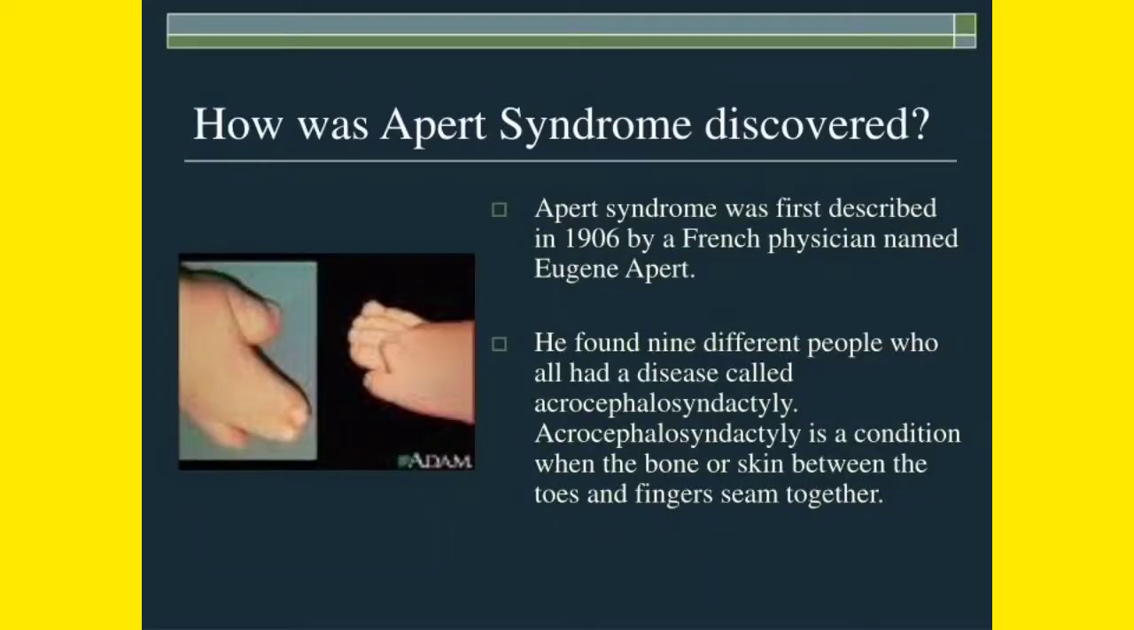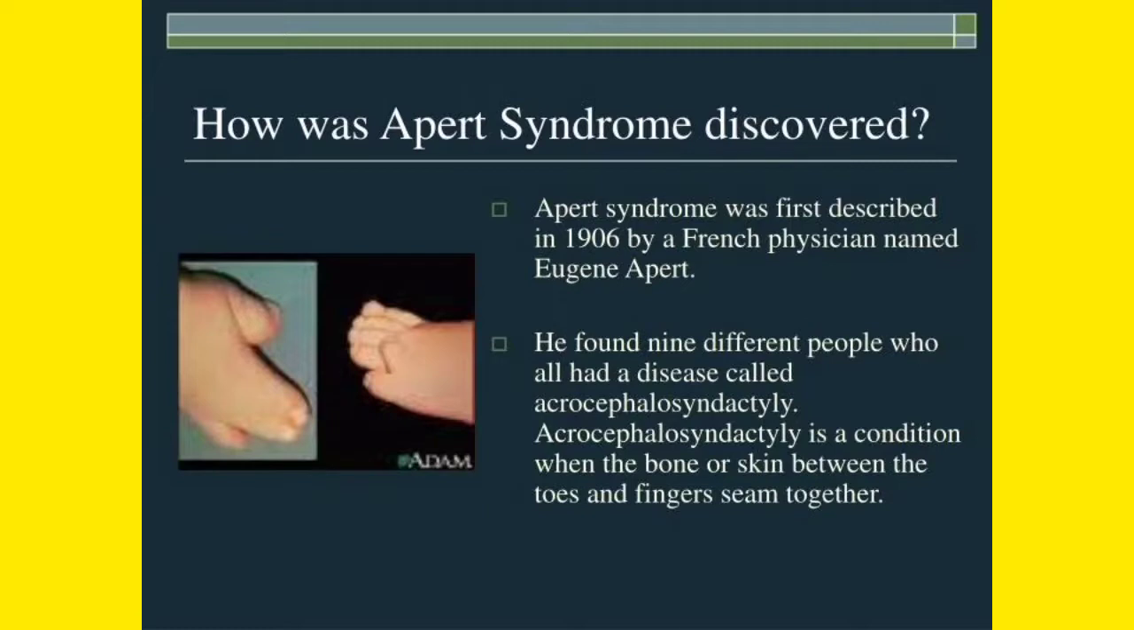Hi everyone, I am Shahan and today in this video I will tell you about Apert syndrome. Now what is Apert syndrome? Basically, Apert syndrome is a kind of syndactyly. What is syndactyly? You can see in the picture that the fingers are joined. That is known as syndactyly.